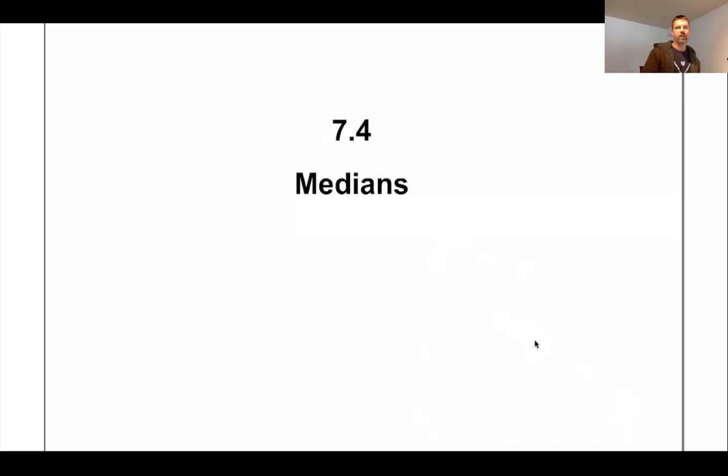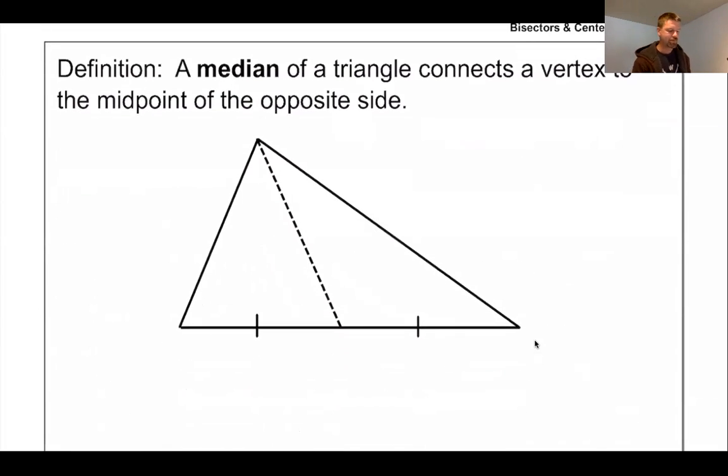All right, welcome to the video on 7.4, medians and something called the centroid. So first off, we gotta know what medians are. A median of a triangle connects a vertex to the midpoint of the opposite side.